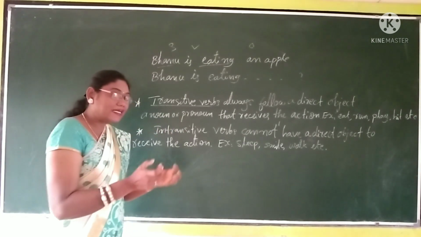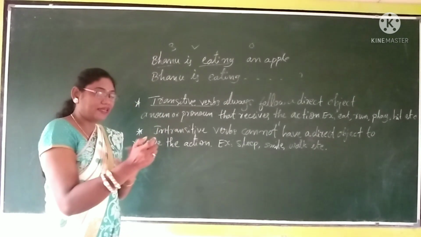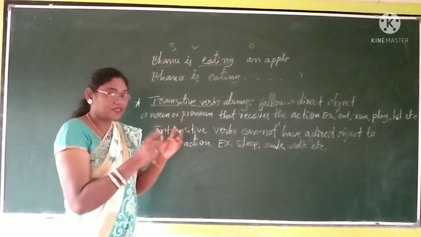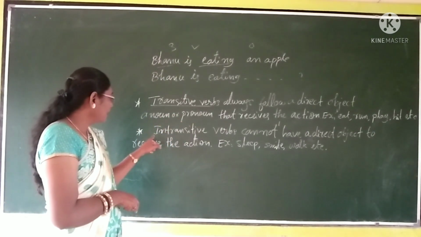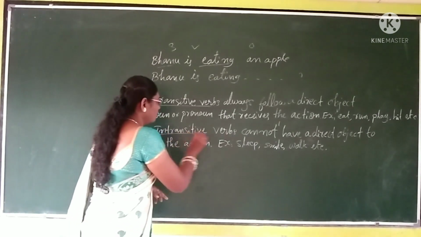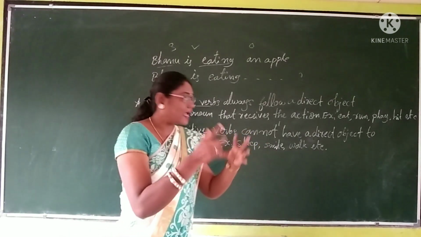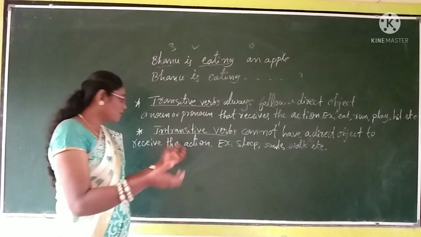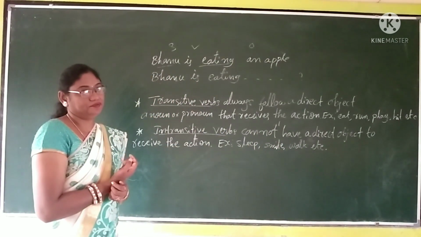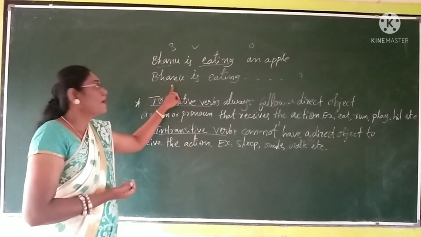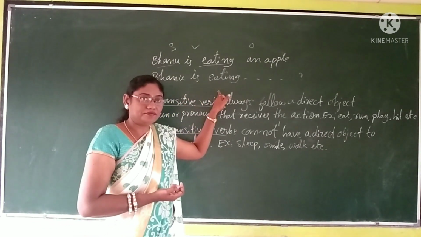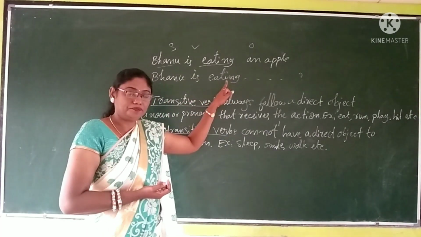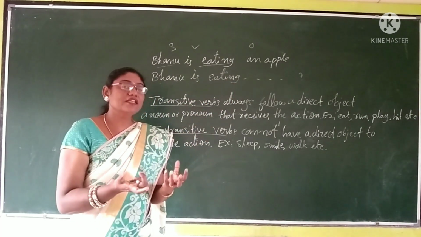Now let's learn what an intransitive verb is. Then you can understand easily if we get to know the difference between the two types of verbs. An intransitive verb cannot have a direct object to receive the action. Example is here: Banu is eating. This is an intransitive verb. Banu is eating what?